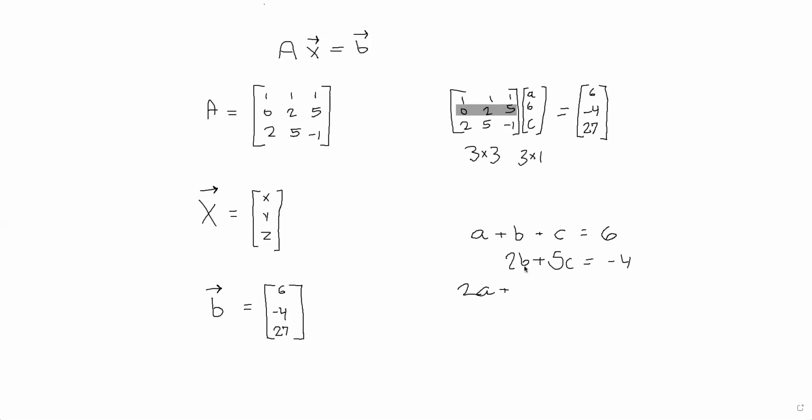Whoa, what was that? It's not 5. Plus 5b minus c equals 27. So then what the heck are we supposed to do here? Things are kind of complicated, a little bit confusing.